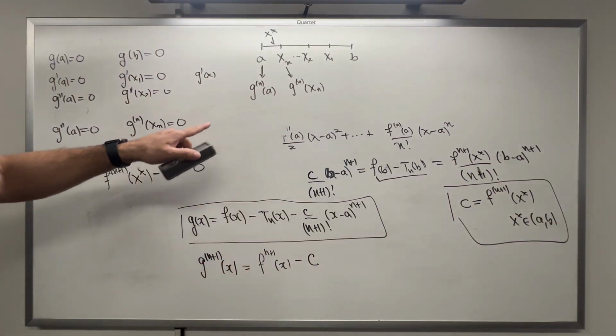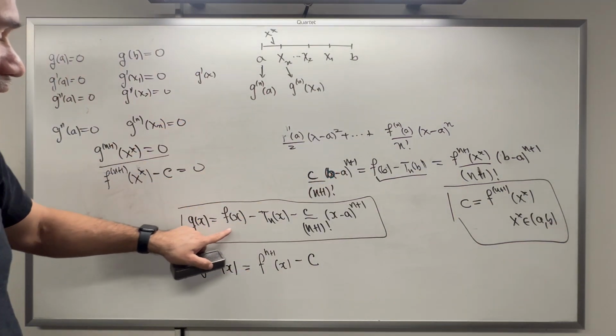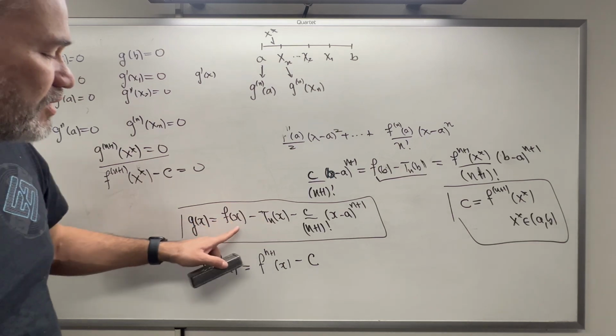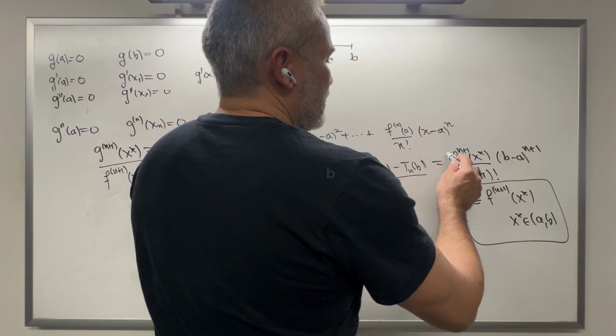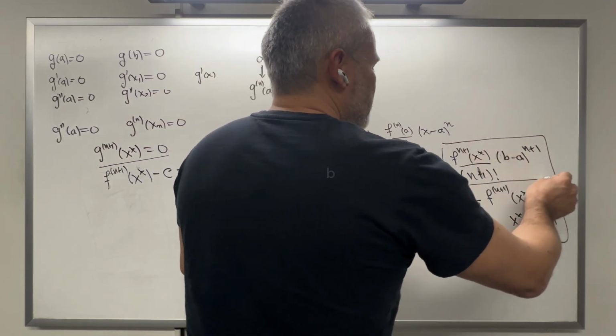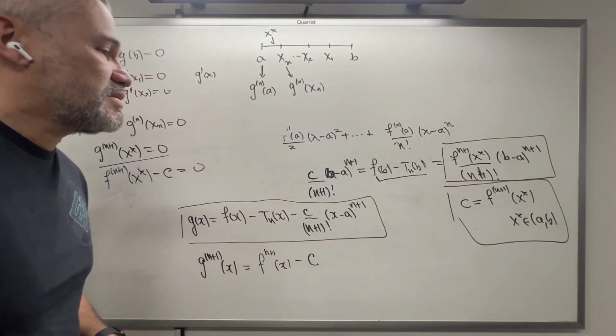Then in general, the error when you approximate using a polynomial of order n is given by this expression. Okay, this is it for this video.